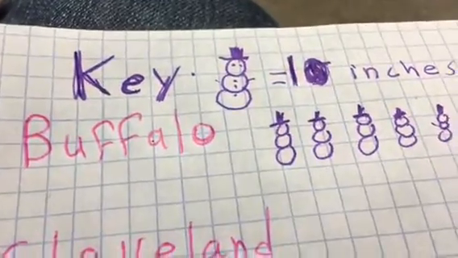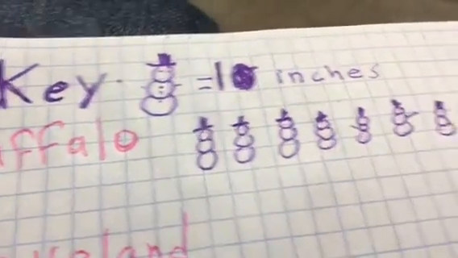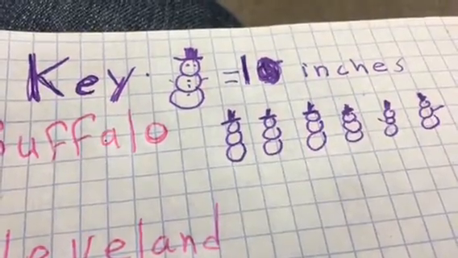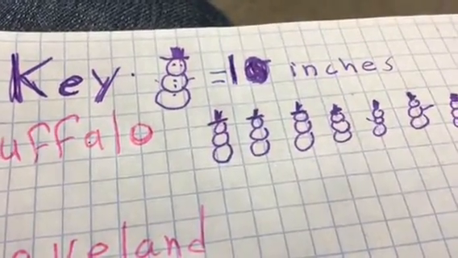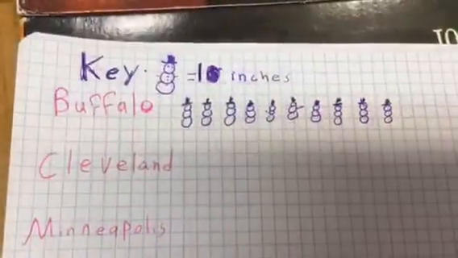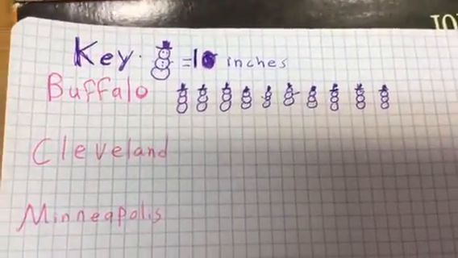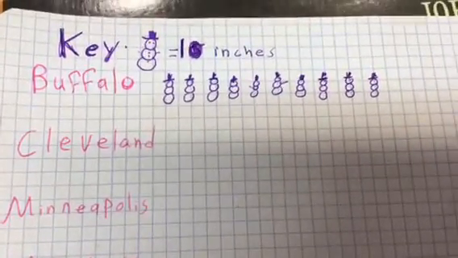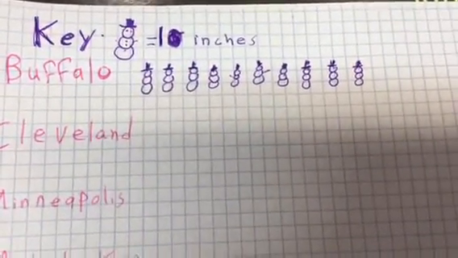I'm going to choose a snowman to represent every 10 inches of snow. So whatever the amount of snow, I divide by 10 and I make that many snowmen. Cleveland gets almost 100 inches, 99.5. So the first thing I want to do is round up from 99.5 to 100.